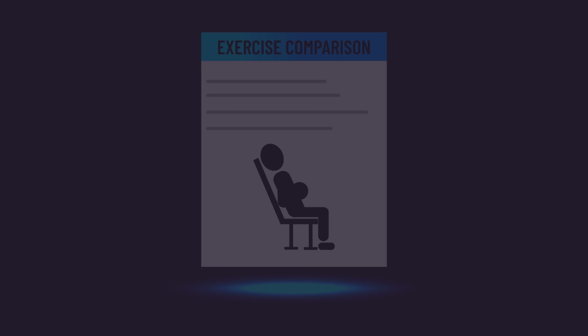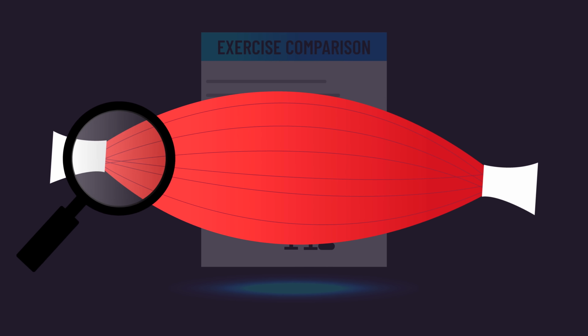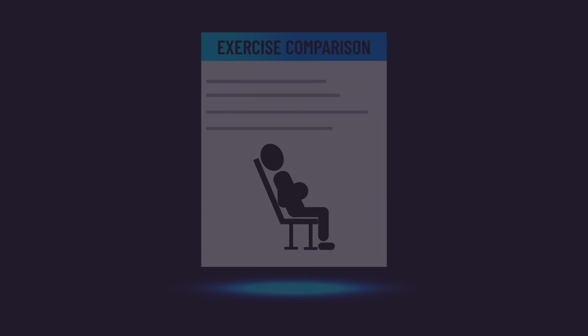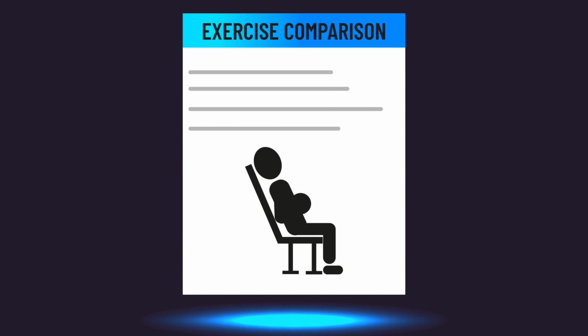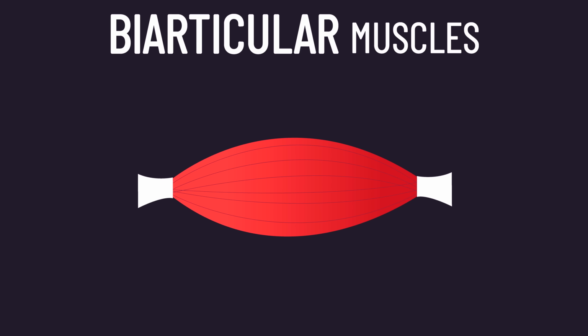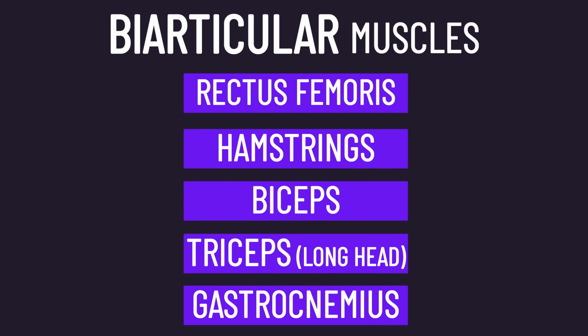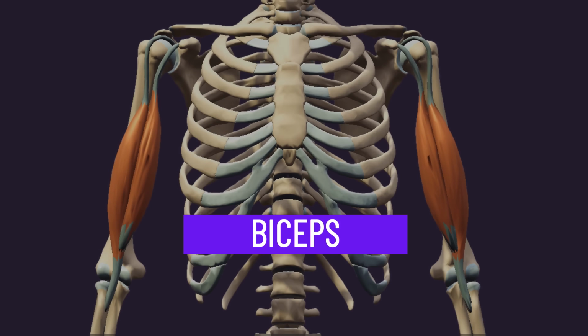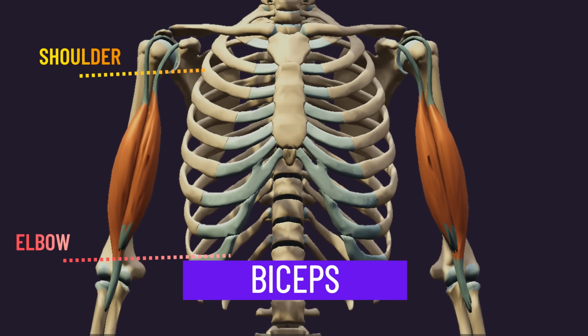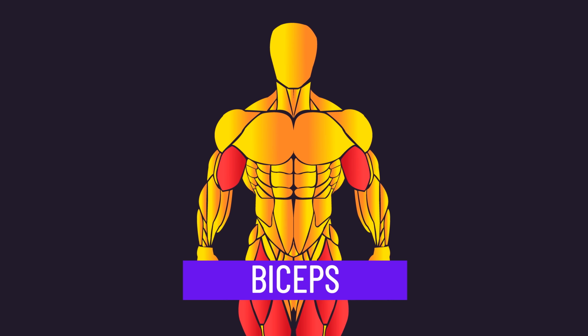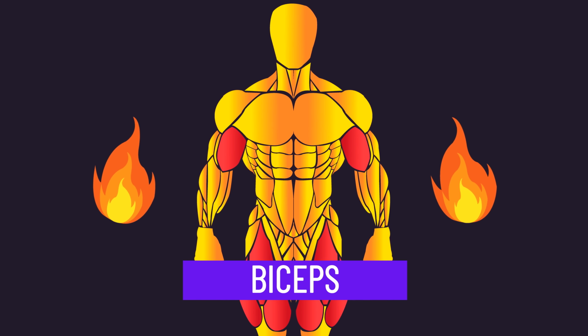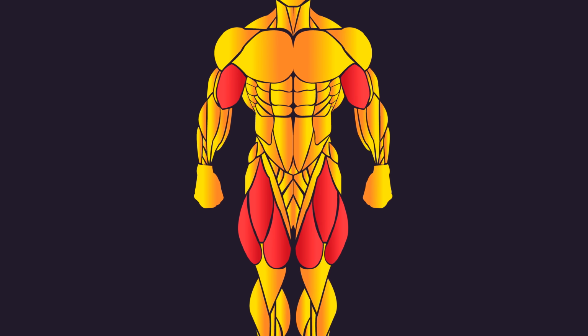Another area of the research showing muscles do not always grow equally across their regions is the exercise comparison literature. Much of this has been done on biarticular muscles, which are muscles that cross over two joints. These are the main biarticular muscles. For example, the biceps cross the shoulder and elbow joints. As alluded to in the introduction, there's actually some exciting new research on the biceps that I'll reveal in a second, but let's start with the quads.